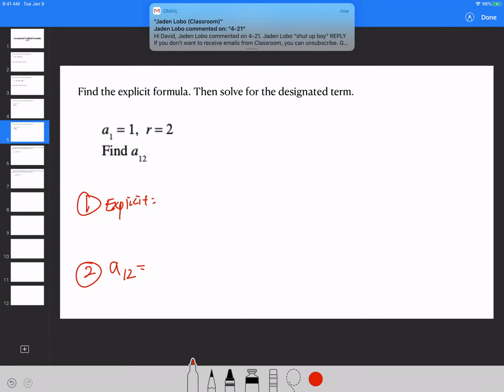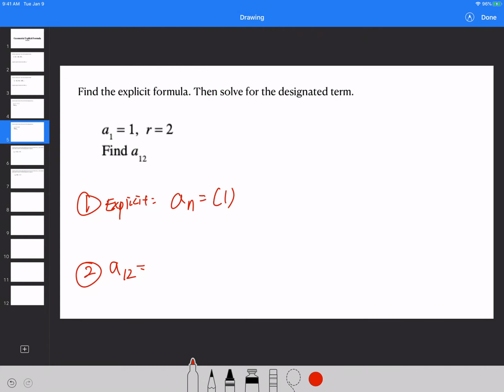Okay, so the explicit formula here would be a sub n is equal to the very first term times the common ratio raised to the power of n minus 1, and that should be it.